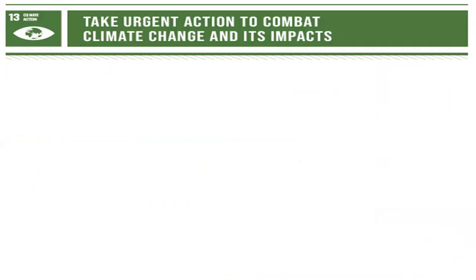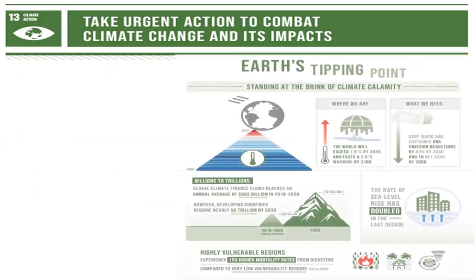SDG 13 is on climate action, basically with a goal to take urgent action to combat climate change and its impacts. As you know, Earth is at a tipping point, standing at the brink of climate change. The world will exceed 1.5 degrees centigrade by 2035 and faces 2.5 degrees centigrade warming by 2100. What we need is deep, rapid, and sustained GHG emission reductions by 43%. We need to reduce beyond that.